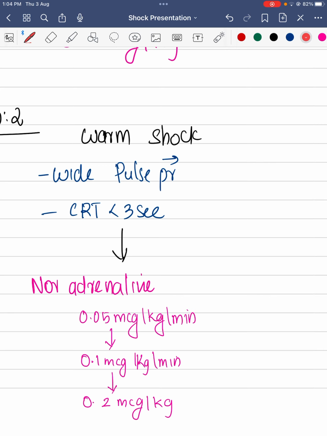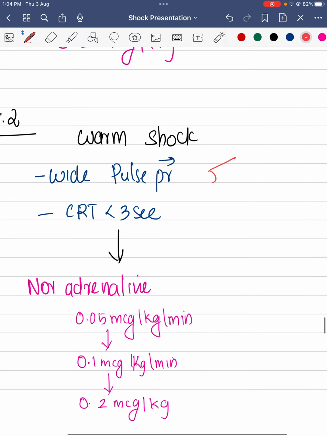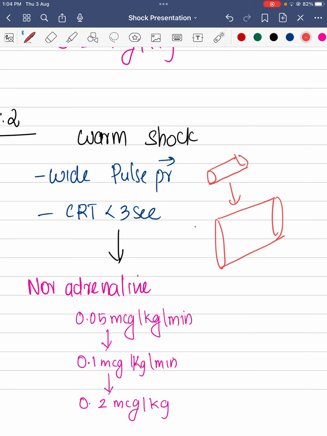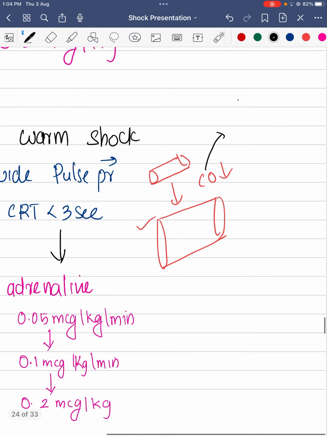Now scenario 2, warm shock. Warm shock means the blood vessel is dilated. Number 2, cardiac output is low. So which two actions do we need in a warm shock? Cardiac output we have to increase, so we need an inotrope.